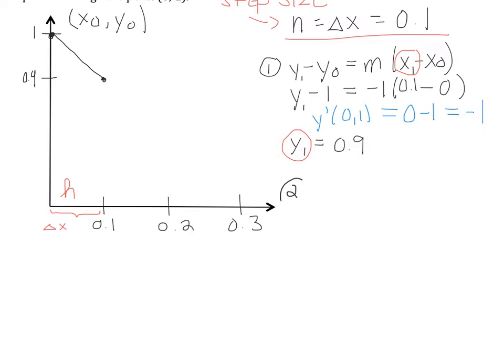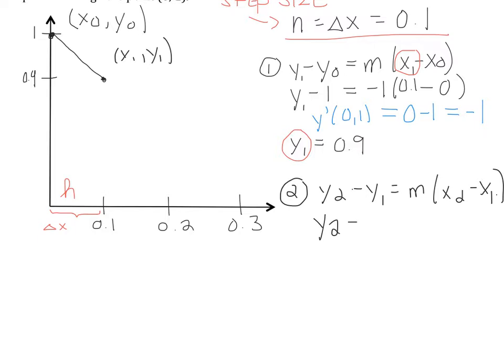So now what I'm really going to be setting up is, if we label this as x1, y1, we are now looking for x2, y2. We're looking to move to our next point and figure out where it is. I can set up my equation as y2 minus y1 equals m times x2 minus x1. Then we'll fill in the information that we have. We don't know what y2 is, that's what we're looking for. y1 we calculated to be 0.9. We'll need our slope at that point.